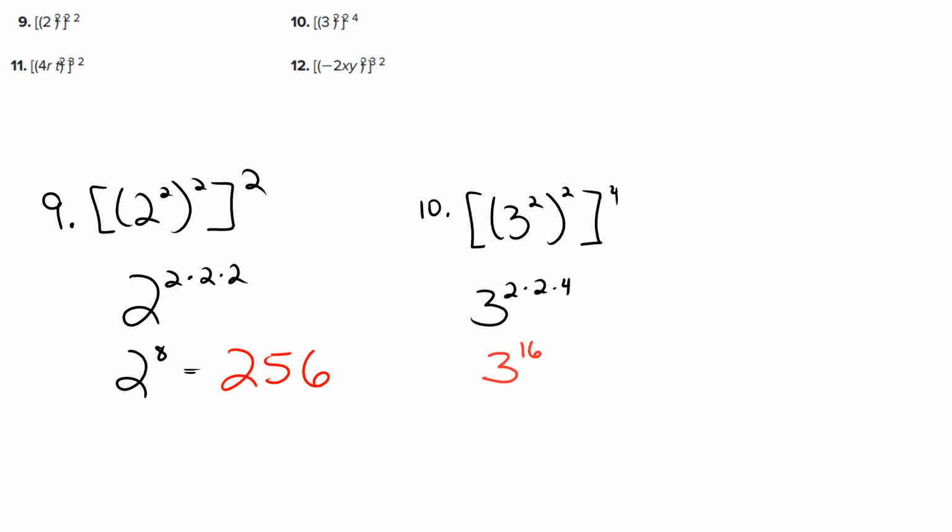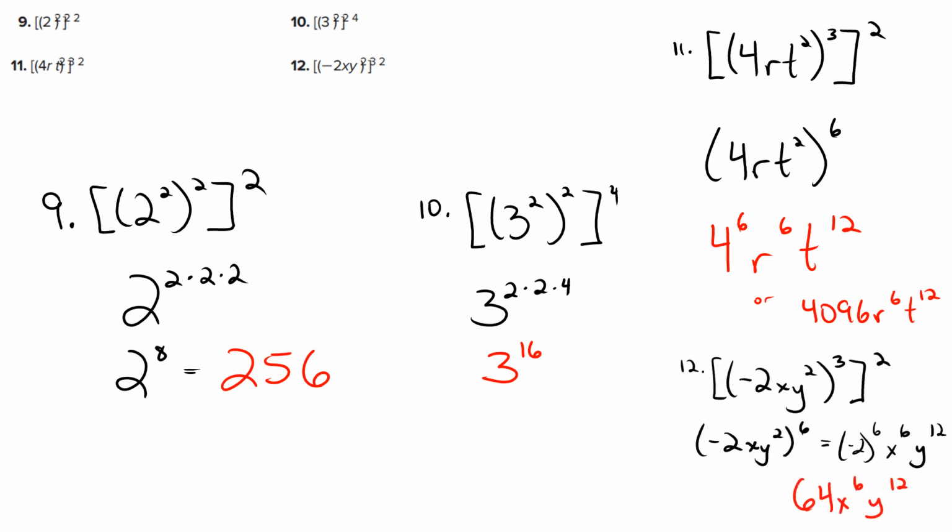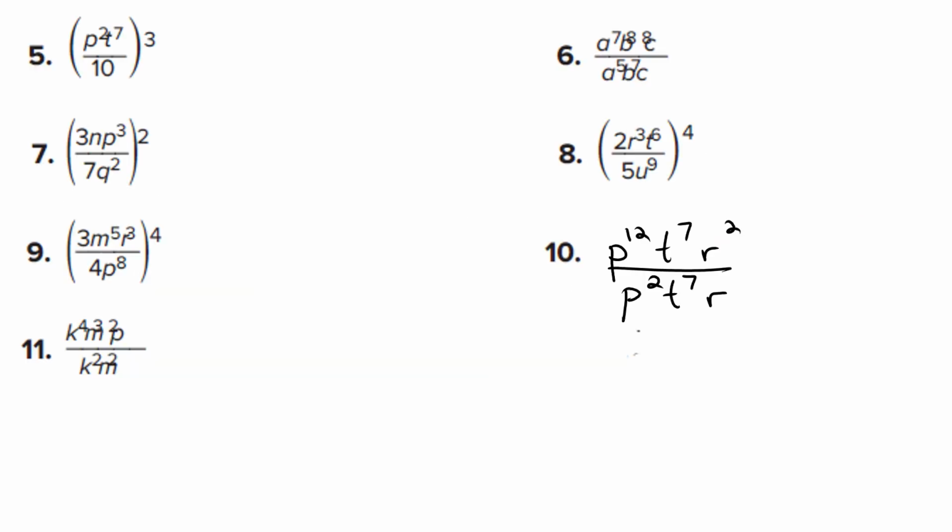For question 10, the answer is going to be 3 to the power 16. For question 11, the answer is going to be 4096 r to the power 6 t to the power 12. You can see the steps. We have also done these steps in part 1 of our revision series. For question 12, the final answer is going to be 64 x to the power 6 y to the power 12, and I have already solved here the steps for you.